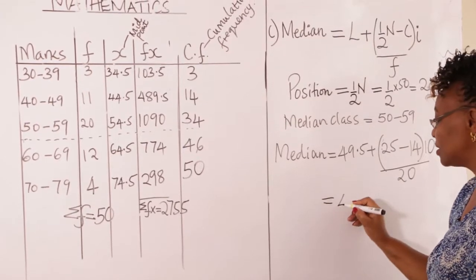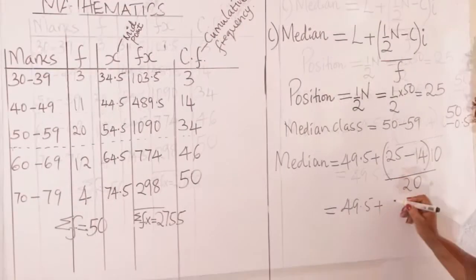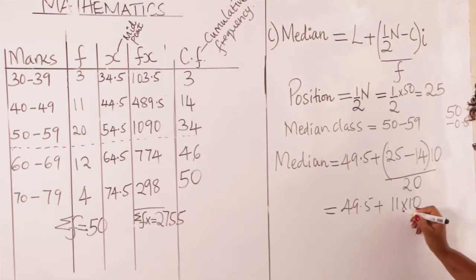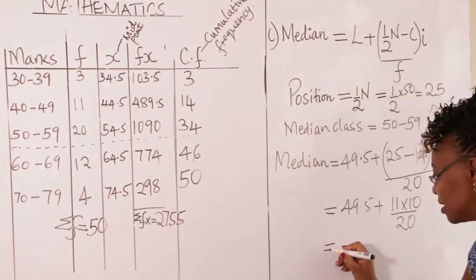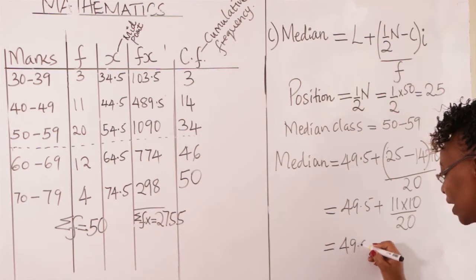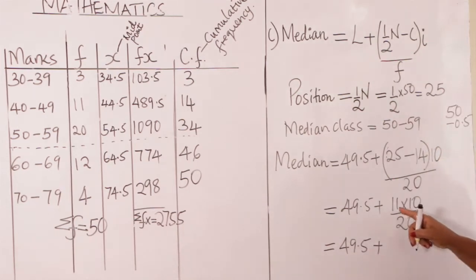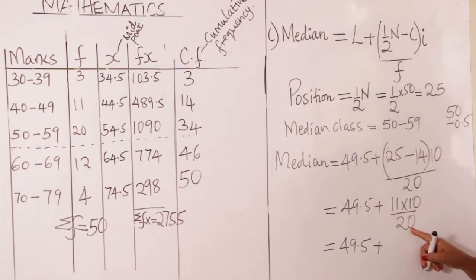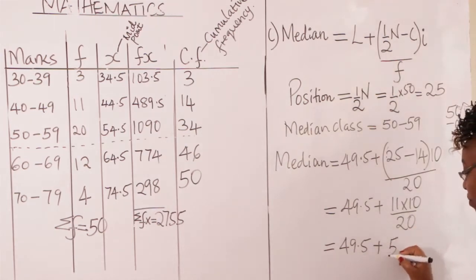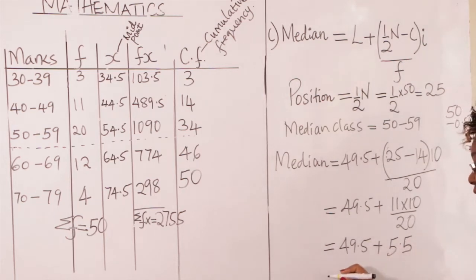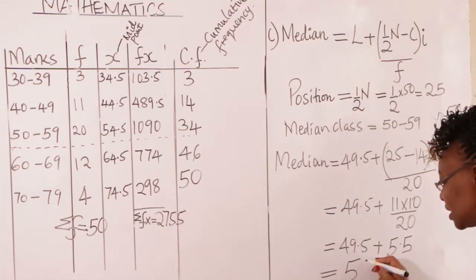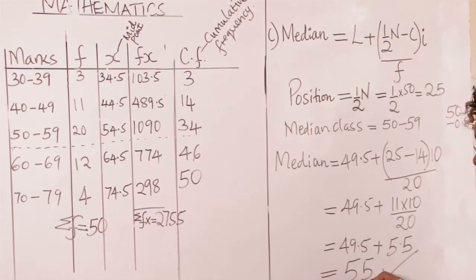And therefore, learner, this gives you 49.5 plus 11 times 10 divided by 20. 11 times 10 is 110, divided by 20 gives you 5.5. And therefore, our median should be what? You work that out and you get 55. Good. Thank you.